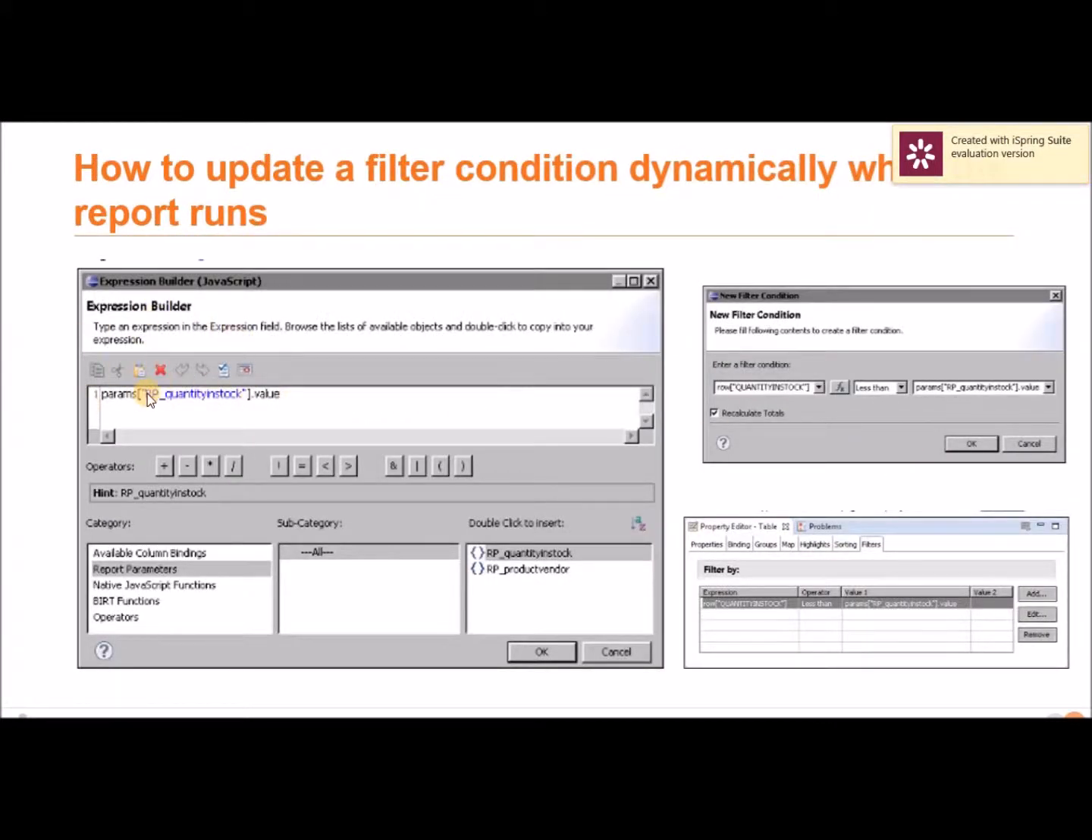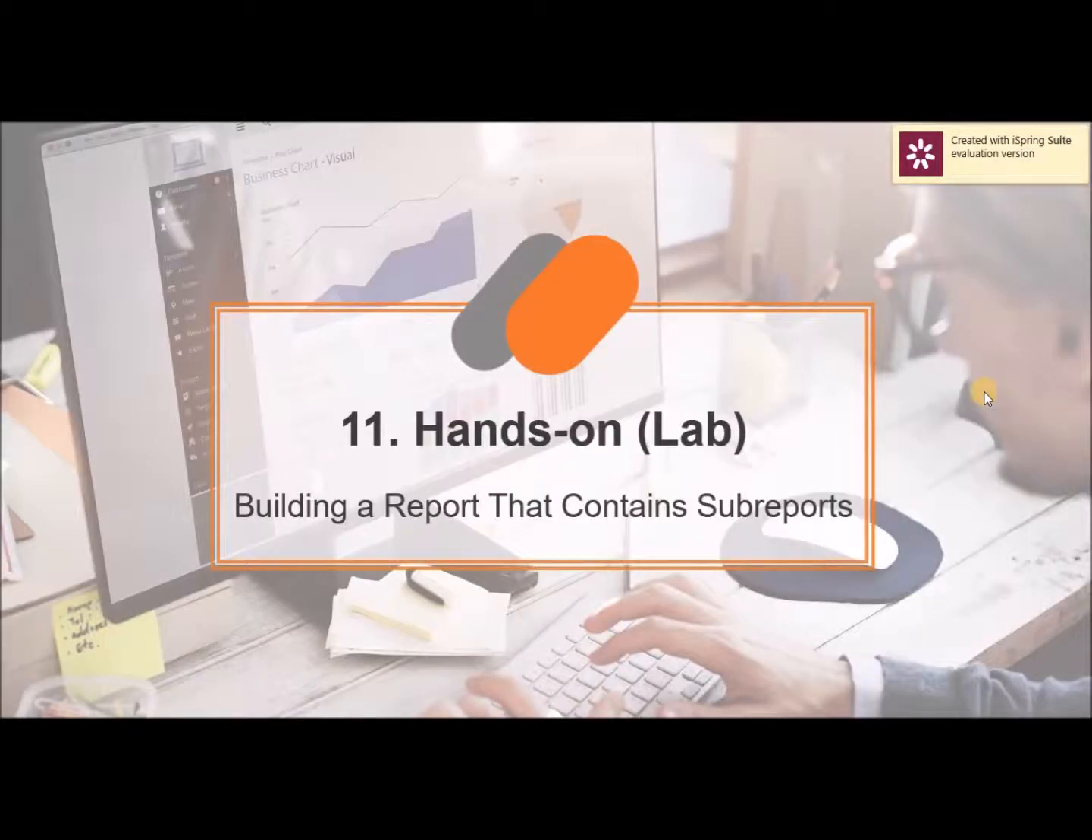Now, when you're building an expression in the expression builder, you can use a parameter. You know how we had available columns? Now, if you click on report parameters, it's going to show up as this, and then value. And you can update a filter condition dynamically when the report runs. So it can be here, if you're adding a filter, like quantity stock less than this parameter. There's so much to be done.